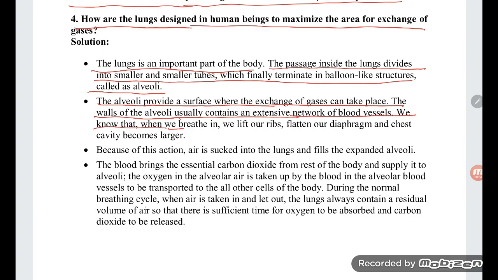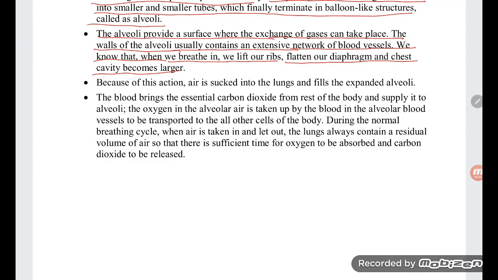We know that when we breathe in, we lift our ribs, flatten our diaphragm, and the chest cavity becomes larger. Because of this action, air is sucked into the lungs and fills the expanded alveoli. The blood brings the carbon dioxide from the rest of the body and supplies it to the alveoli. The oxygen in the alveolar air is taken up by the blood in the alveolar blood vessels to transport to all other cells of the body.